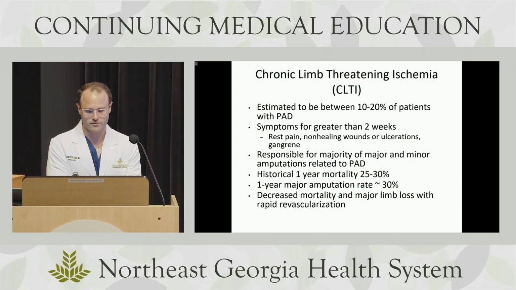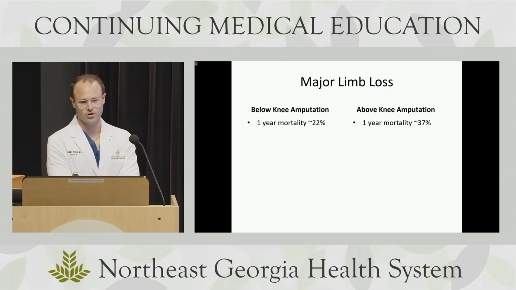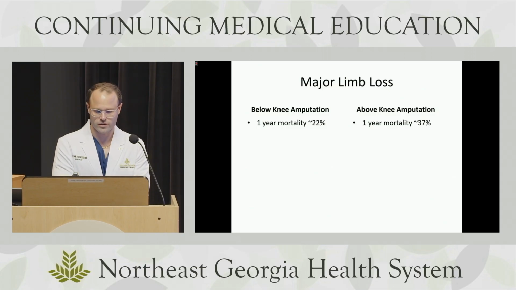Historical mortality is between 25 and 30% of patients, which is kind of crazy when you think about these folks with foot wounds. 25 to 30% would be dead in a year. 1 year major amputation rate is 30%. And with rapid revascularization, they have decreased morbidity and mortality. Major limb loss, that's below knee amputations and above knee amputations. 1 year mortality with a BKA is 25% in this patient population. Above knee amputation can be as high as 40%.